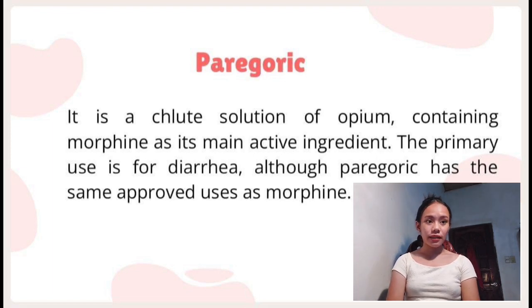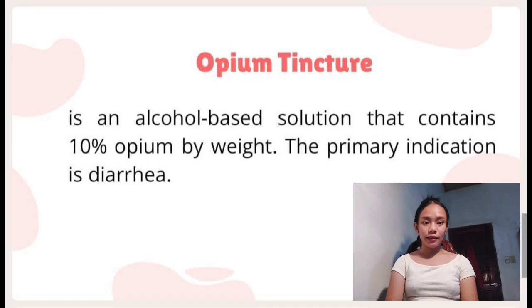Next is paregoric. It is a dilute solution of opium containing morphine as its main active ingredient, and the primary use is for diarrhea, although paregoric has the same approved use as morphine. Next is opium tincture. It is an alcohol-based solution that contains 10% opium by weight. The primary indication is diarrhea. In addition, this drug may be given to suppress symptoms of withdrawal in opium-dependent neonates.